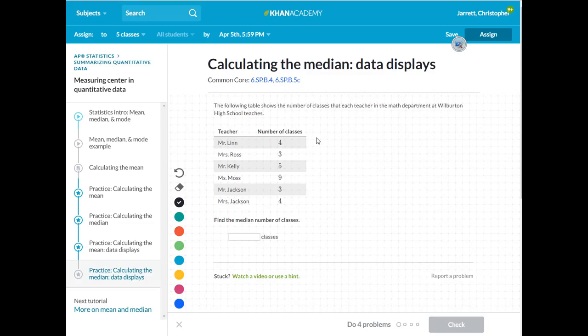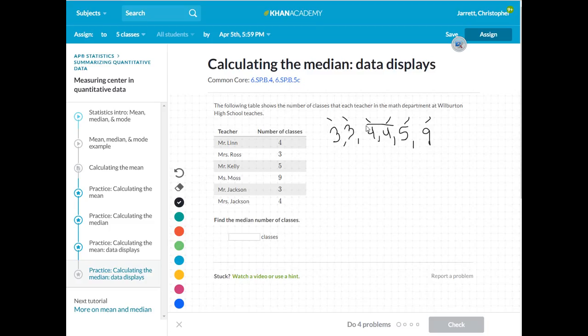So the smallest number I have is 3, but there are 2 3s. Then I have 2 4s, and then I have 1 5, and I have a 9. So 2 3s, 2 4s, 1 5, and 1 9. I'm now going to just count from the outsides. So 3 and 9, 2 and 5, 4 and 4.